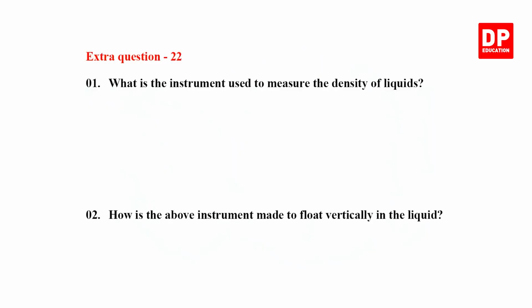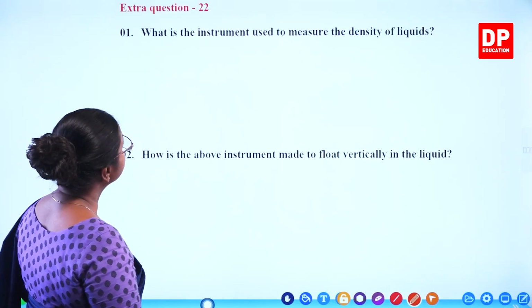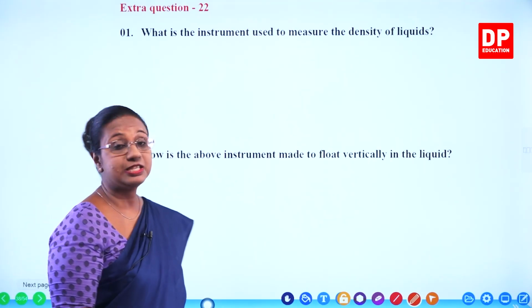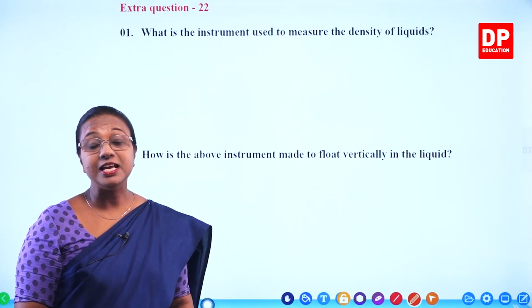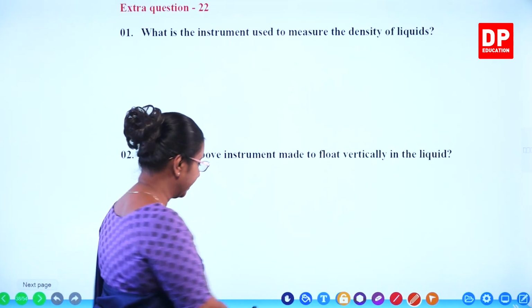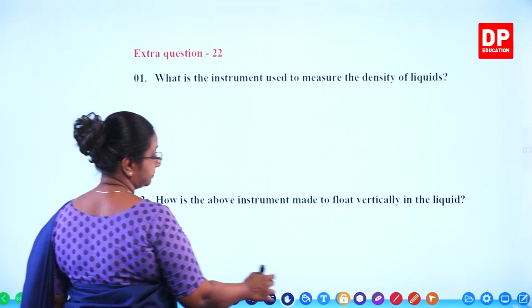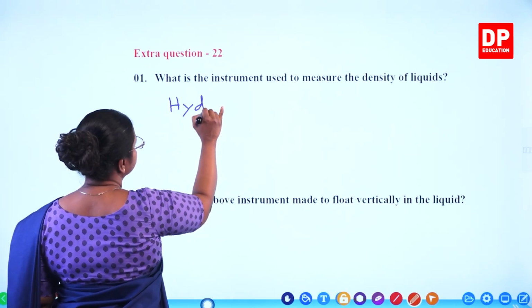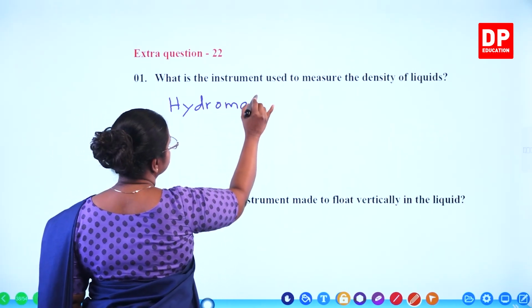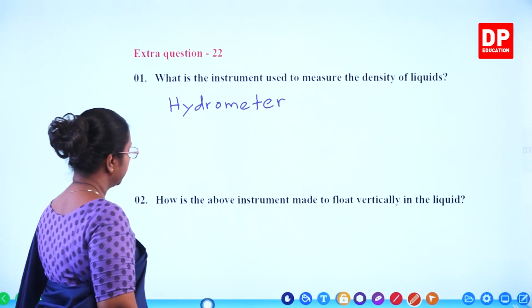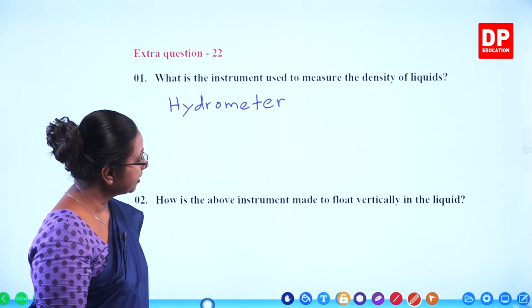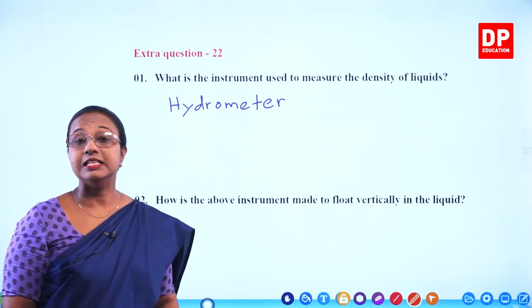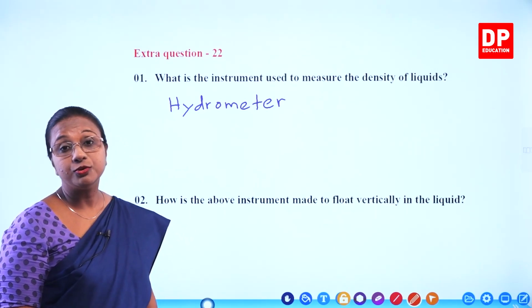Extra question 22. What is the instrument used to measure the density of liquids? You are familiar with the instrument. What is it? The hydrometer. So here the answer is hydrometer. How is the above instrument made to float vertically in the liquid? How is it made to float vertically?